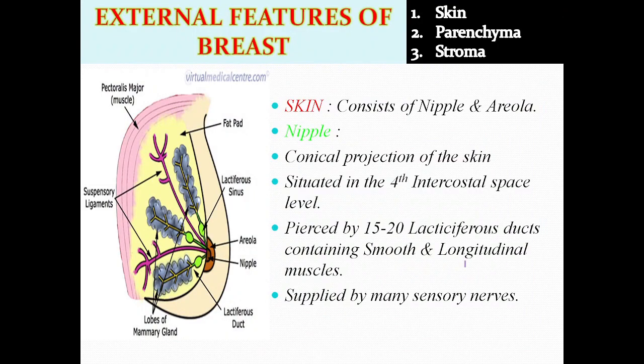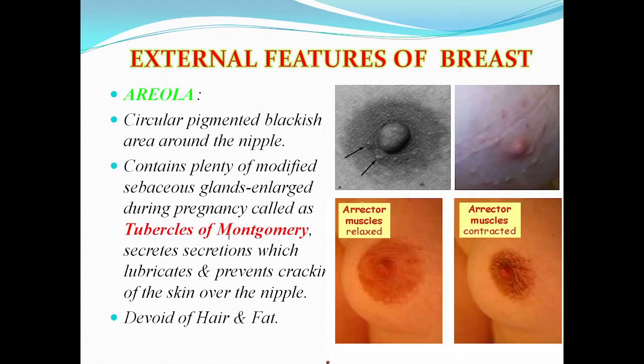Then we will try to study the external features of the mammary gland. We will study them under three subheadings: skin, parenchyma and the stroma. Skin consists of the nipple and areola. When you take the outermost feature, as I told you in anatomy, the first layer that comes out is the skin. So the skin includes the nipple and areola. Now this all is the skin. They are surrounded by the nipple, and the other area is called the areola, to be remembered.